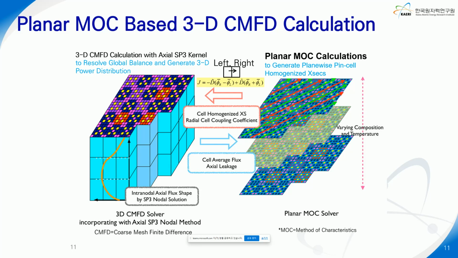Each 2D transport solution, which is obtained with explicit sub-pin level geometry representation, is then used to generate pin homogenized cross-sections for each plane. Then the 3D problem is solved with the pin homogenized cross-sections in the coarse mesh finite difference, namely the CMFD framework. This method was named the planar MOC-based 3D CMFD calculation scheme. This was a breakthrough method that enabled direct whole core calculation on the Linux cluster at that time.